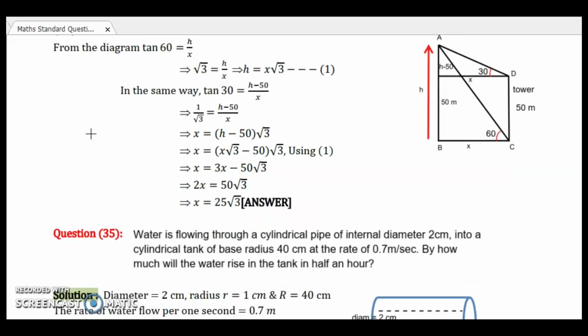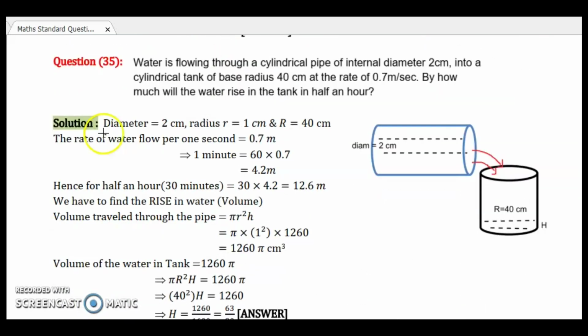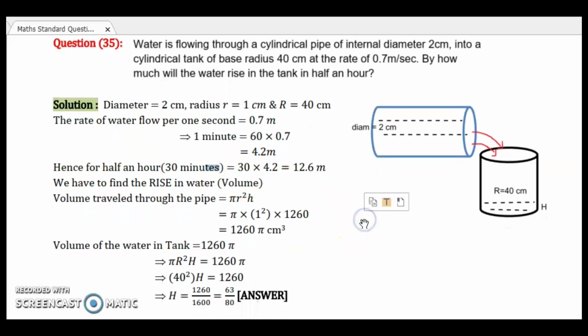Now let us move on to the next question, problem number 35. 35 is a slightly thinkable question. You see here the difficulty level, I mean the level of questions has increased. Okay, in the earlier sessions the answers are within 2-3 steps, but in this session we have to work out more. Okay, right, let it be.